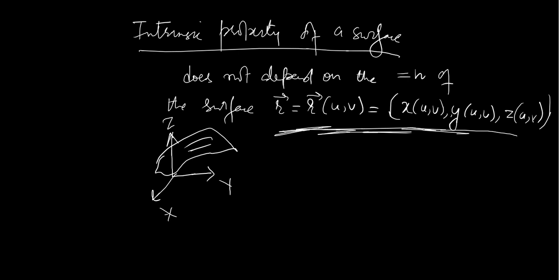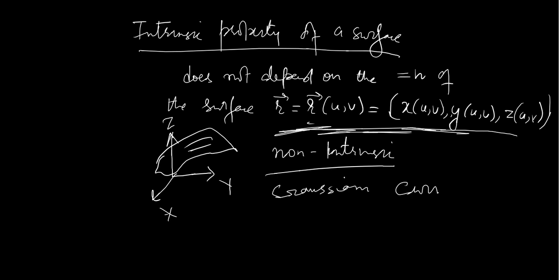And if a property of a surface depends upon the equation of the surface, then it's called non-intrinsic. Now, one of the main theorems that we are going to do is the Gaussian curvature, Theorema Egregium, as it's called: that Gaussian curvature, or curvature of a surface, which we have yet to define, is intrinsic. It does not depend upon the equation of the surface, or upon how the surface lies inside the ambient three-dimensional space.